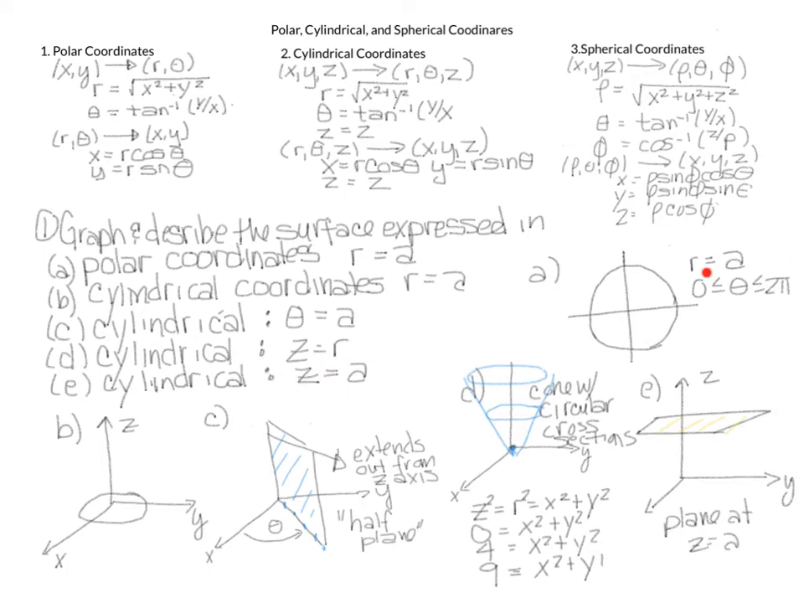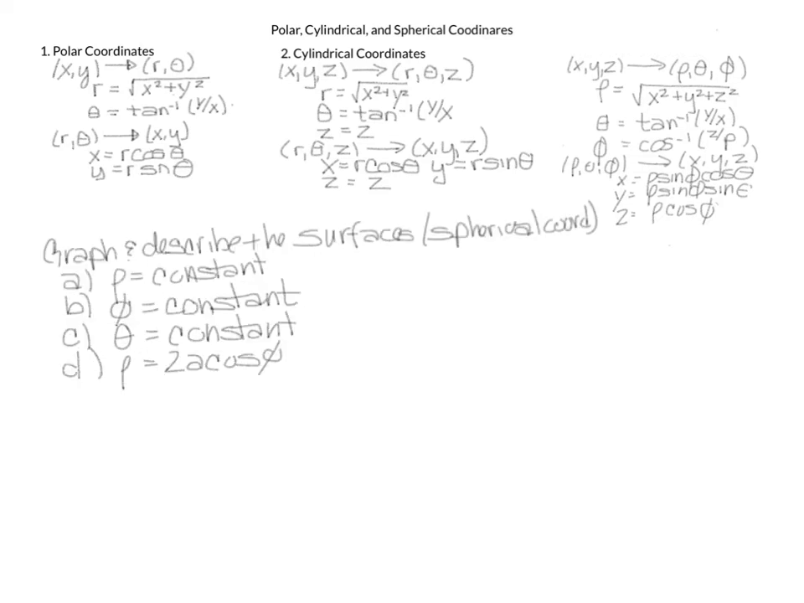At this point, there's no restriction on theta, so we can go 360 degrees around. There's no restrictions on r, so we go out into infinity in all directions. The only thing that's fixed is the z-coordinate is equal to a constant a, so you get this plane at z equals a.